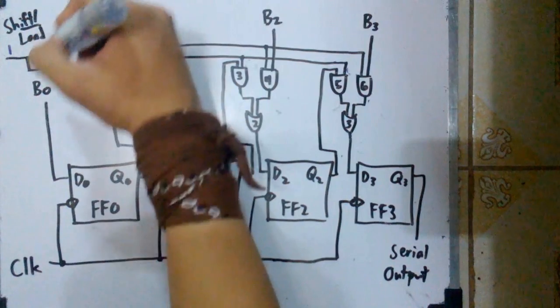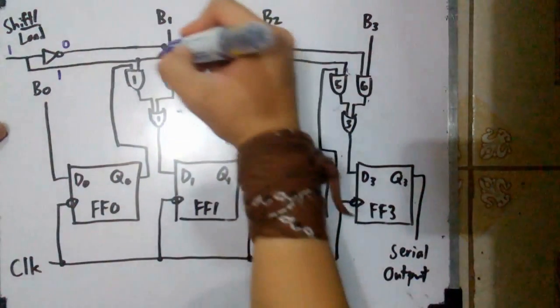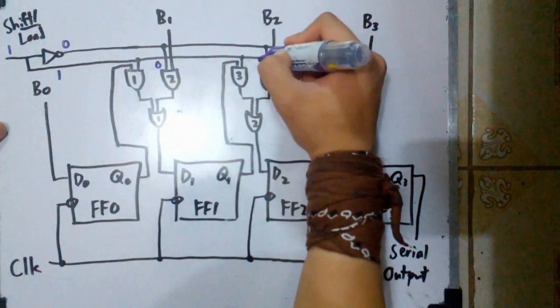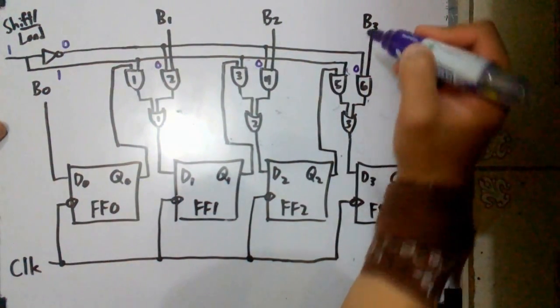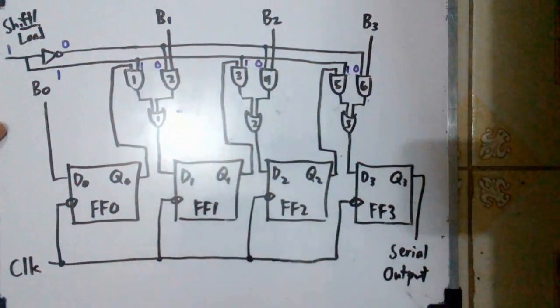Because of this, we will have a high here and a low here. This will now be the different inputs for the AND gates in the combinational circuit. The first inputs of AND gate numbers 1, 3, and 5 will now be 1, while the first inputs of AND gate numbers 2, 4, and 6 will now be 0.